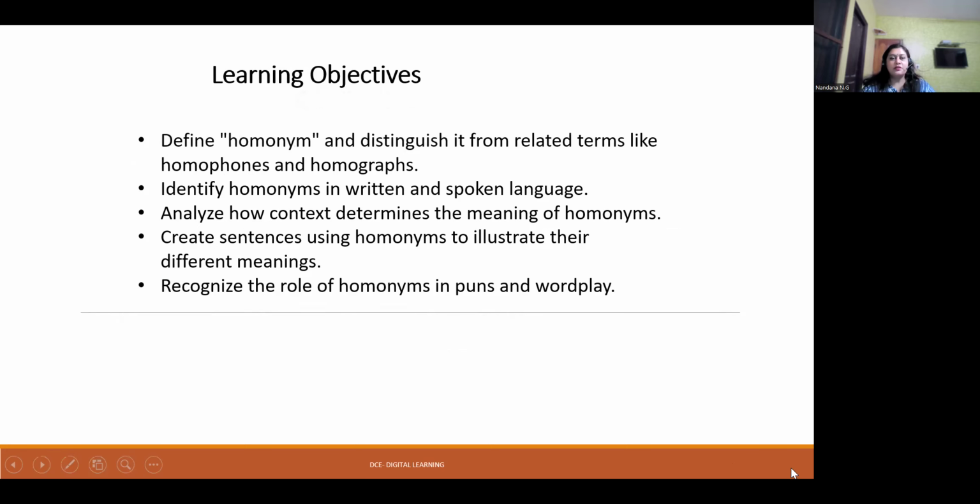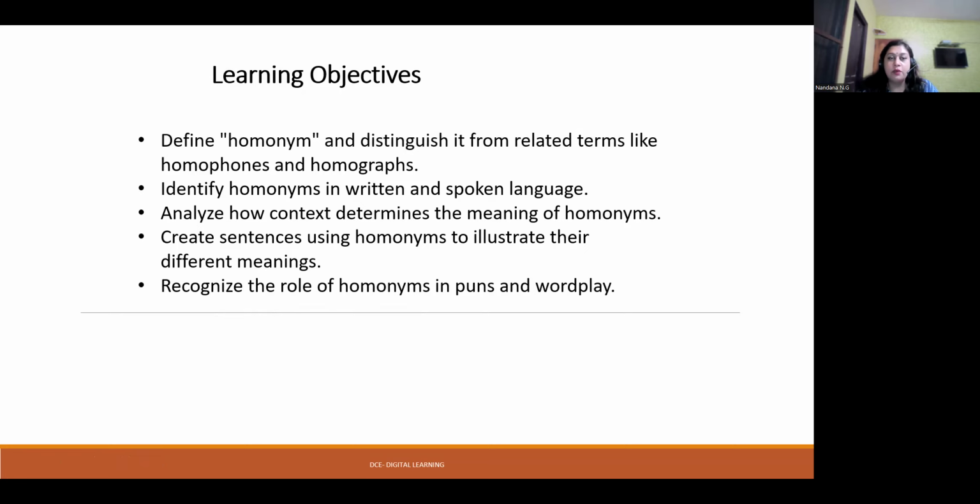The learning objectives of this session can be defined as the aims or intentions that a student can look forward to. What is it that he can hope to achieve through the course of this session? So the learning objectives are as follows. Define homonym and distinguish it from related terms like homophones and homographs. So all these three are interrelated, but in this first session, we shall be trying to define what is a homonym and how to distinguish it from the other two, namely homophones and homographs.